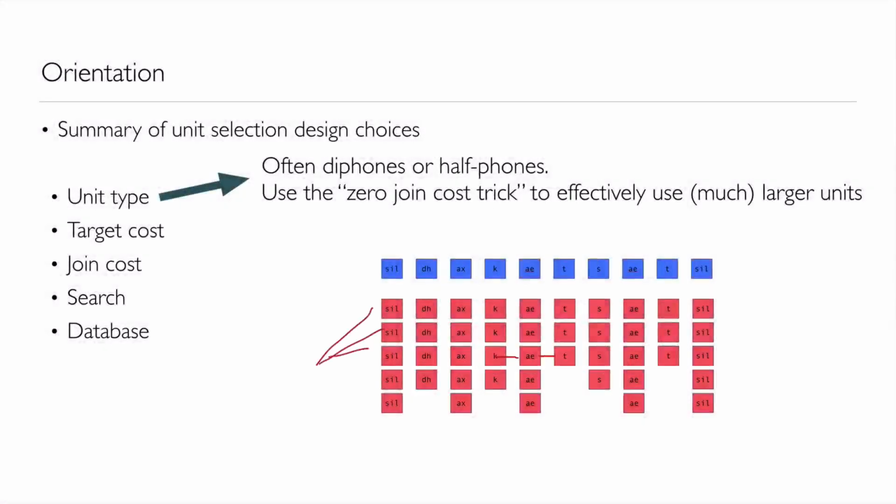The lattice will be formed as usual with all the paths, joining everything together. And on some of those paths, there'll be zero join costs. On others, the join cost function will compute the cost. It doesn't matter to the search. The search will just find the best overall path.